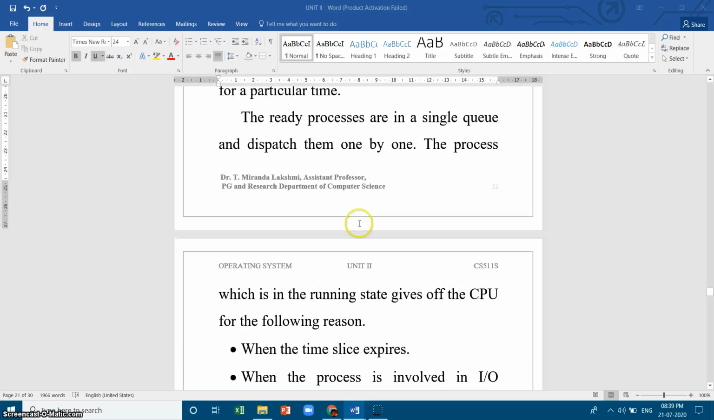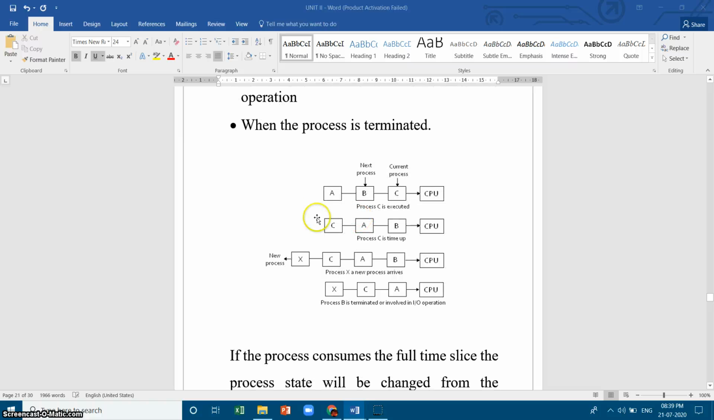Let us consider here an example. We are having three processes, that is A, B, C. This is your CPU, that is your running state. Running state is otherwise called as your CPU. The current process is C, which is being executed by your CPU. The next process is B. The next process is A. It is in a queue.